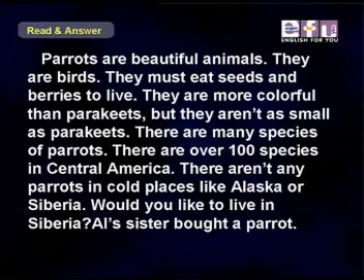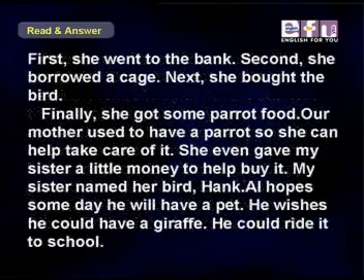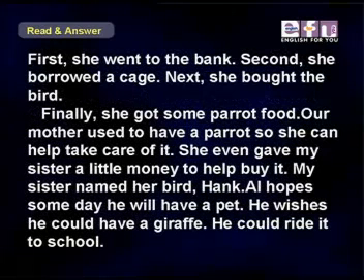Al's sister bought a parrot. First, she went to the bank. Second, she borrowed a cage. Next, she bought the bird. Finally, she got some parrot food. Our mother used to have a parrot, so she can help take care of it. She even gave my sister a little money to help buy it. My sister named her bird Hank. Al hopes someday he will have a pet. He wishes he could have a giraffe. He could ride it to school. Now answer the questions.